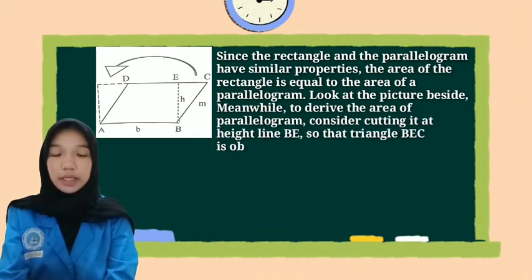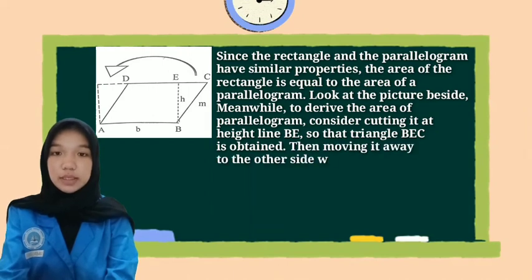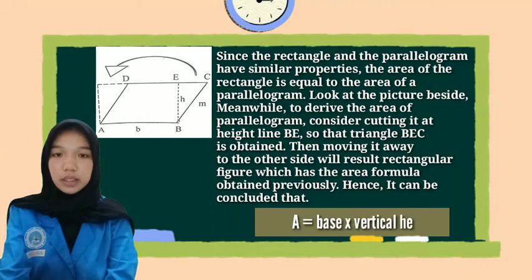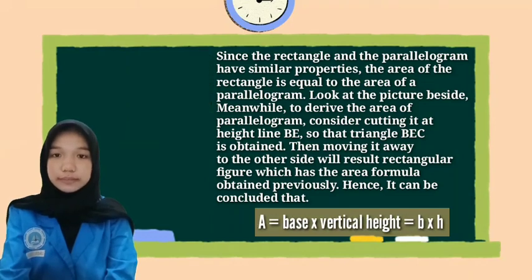Meanwhile, to derive the area of a parallelogram, consider cutting it at height line BE, so that triangle BEC is obtained. Then, moving it to the other side will result in a rectangular figure which has the area formula obtained previously. Hence, it can be concluded that A equals base times vertical height, equals b times h.